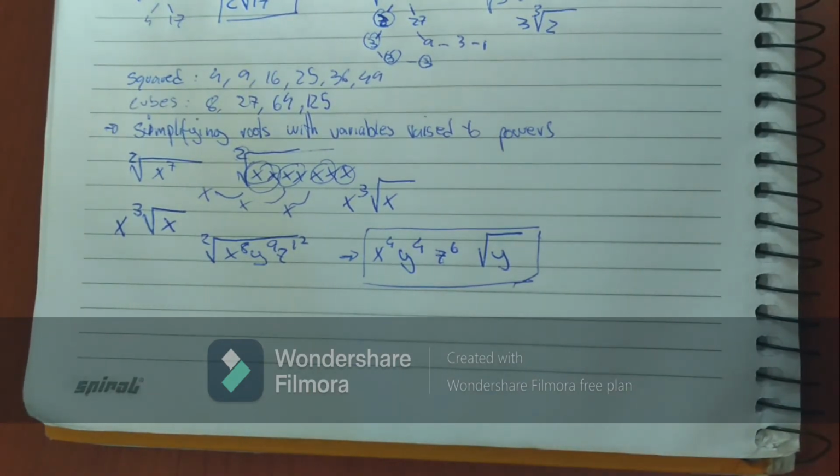So that is how you simplify roots that have variables raised to powers inside.